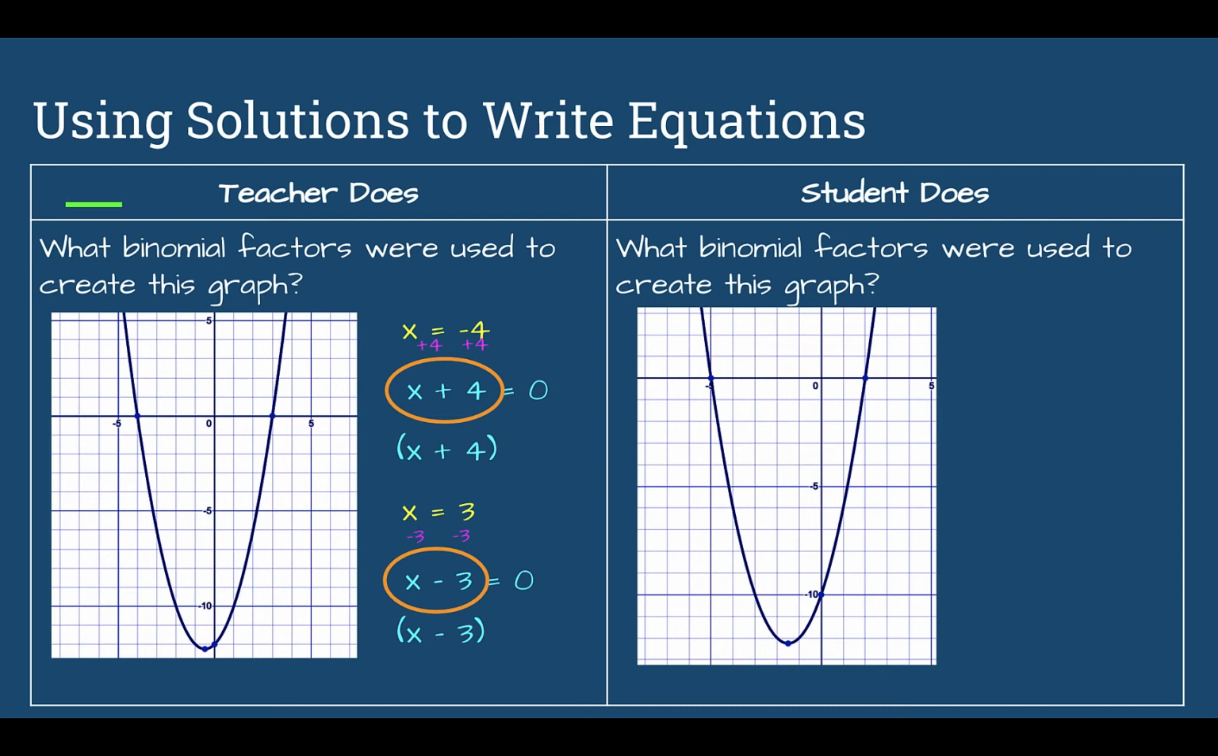Now, if you need to go farther and figure out what the actual equation is, you would just take those two binomial factors and multiply them back out. For a review on how to multiply binomials, look back at Topic 7, Lesson 3. Now it's your turn one last time. Pause the video. What binomial factors were used to create this graph?